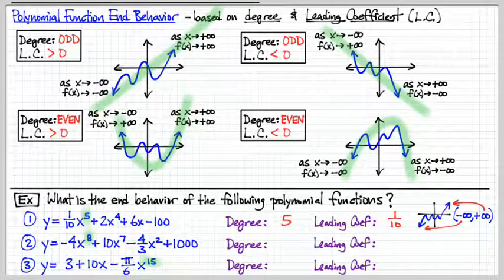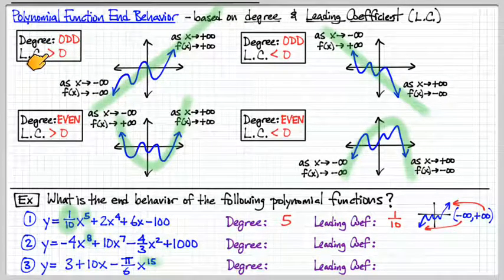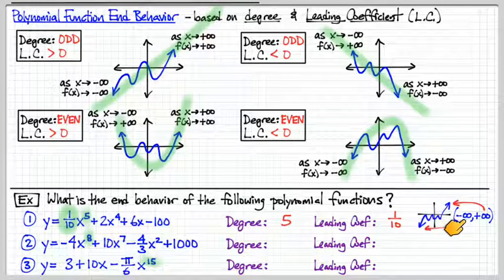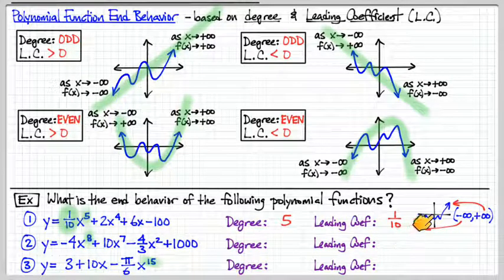The leading coefficient for this case is 1/10, which is a positive number. So it's going to have this kind of shape here, odd degree with a leading coefficient that's positive. It's going to have this kind of behavior. And this is the way I write the notation. The left end behavior is negative infinity to positive infinity. Negative infinity on the left, positive infinity on the right.